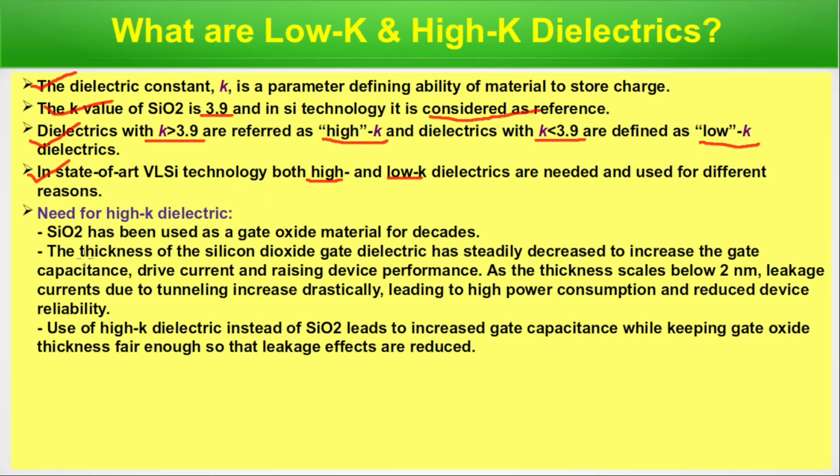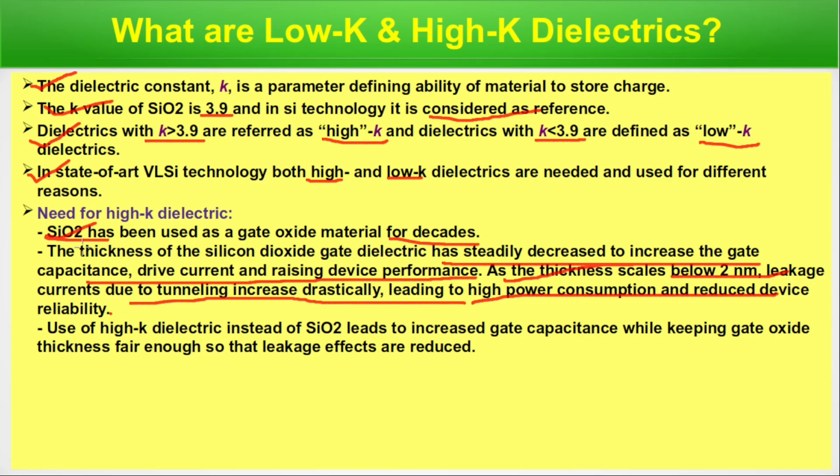Need for High-K dielectric. Silicon dioxide has been used as gate oxide material for decades. The thickness of silicon dioxide gate dielectric has steadily decreased to increase the gate capacitance, drive current, and raise device performance. As the thickness scaled below 2 nanometers, leakage current due to tunneling increases drastically, leading to high power consumption and reduced device reliability.